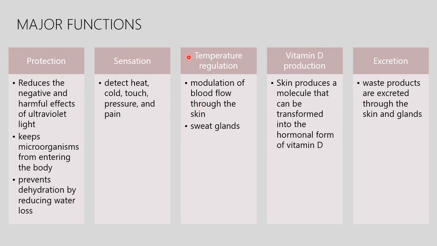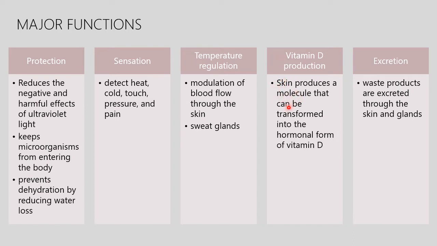Next one is temperature regulation. So how does our skin or our integumentary system regulate our body temperature? By modulation of blood flow through the skin and through the activity of our sweat glands. Next one is vitamin D production.